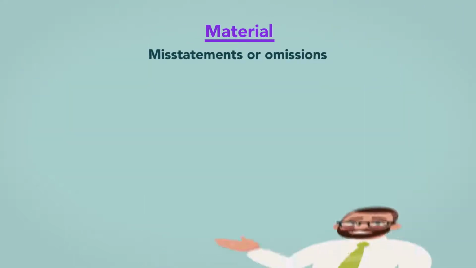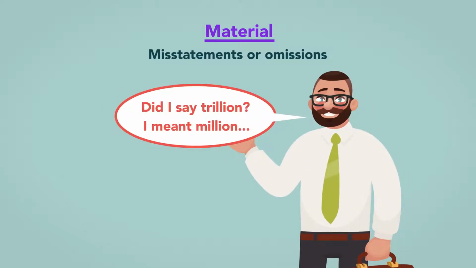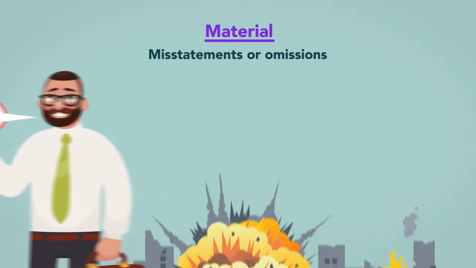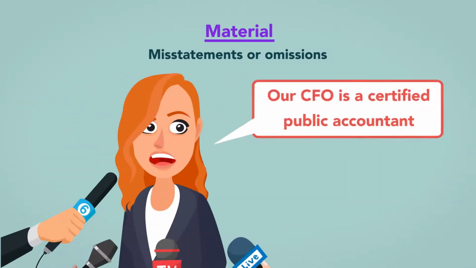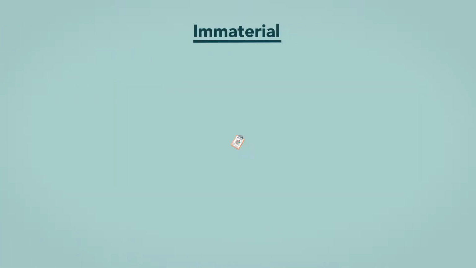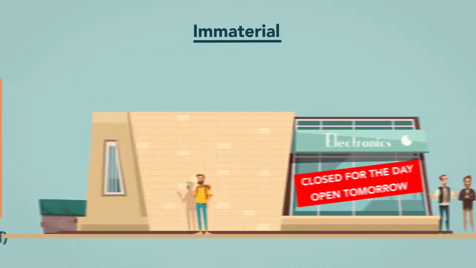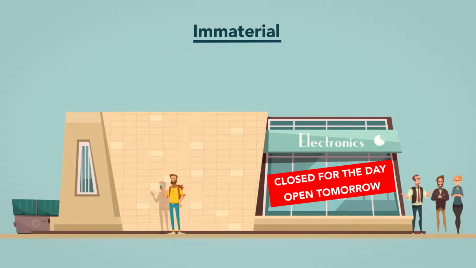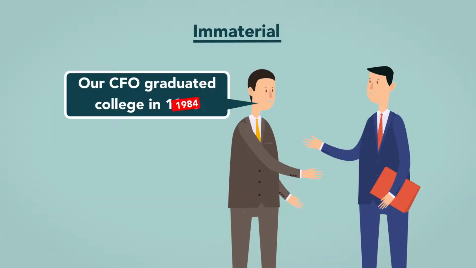Examples of material misrepresentations or omissions include overstating company-wide revenues significantly, failing to disclose that the company's main factory suffered an explosion, and falsely claiming that the CFO is a certified public accountant. Examples of statements that are not material may include overstating revenues by a fraction of a percent, failing to disclose that one of the company's stores had to close for a day due to renovations, and claiming that the CFO graduated college in 1983 when in fact she may have graduated in 1984.